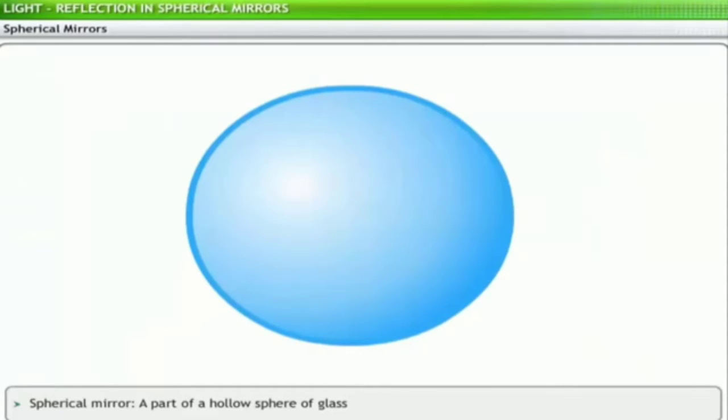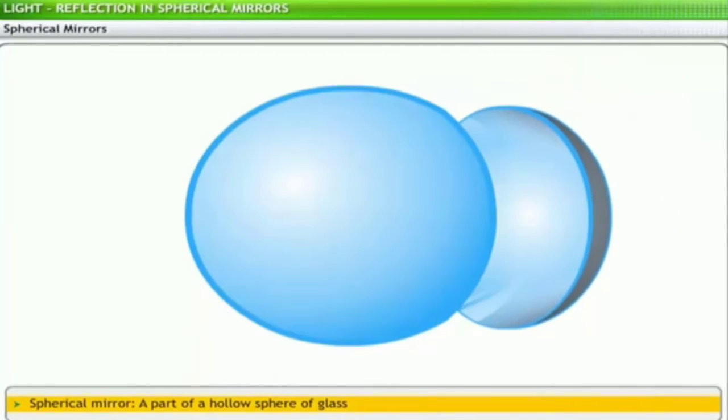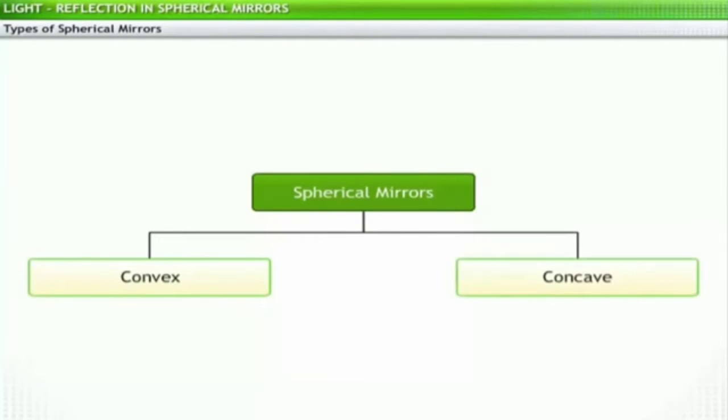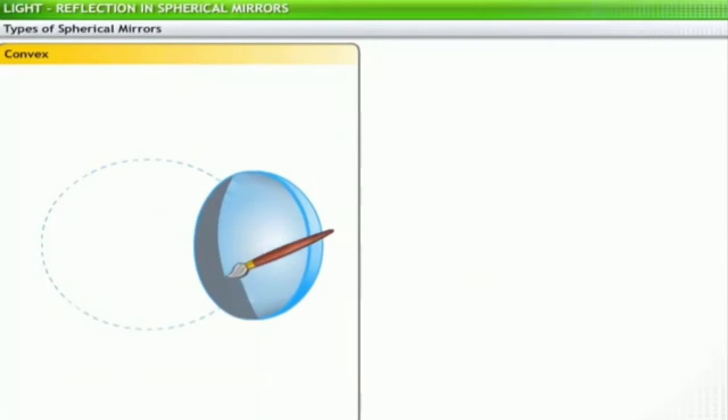A spherical mirror is made from a part of a hollow sphere of glass. In other words, it is a plain glass bulging inwards or outwards. Spherical mirrors are further classified as convex and concave mirrors. A convex mirror reflects light from its outer spherical surface and has a silver coating on its inner surface.